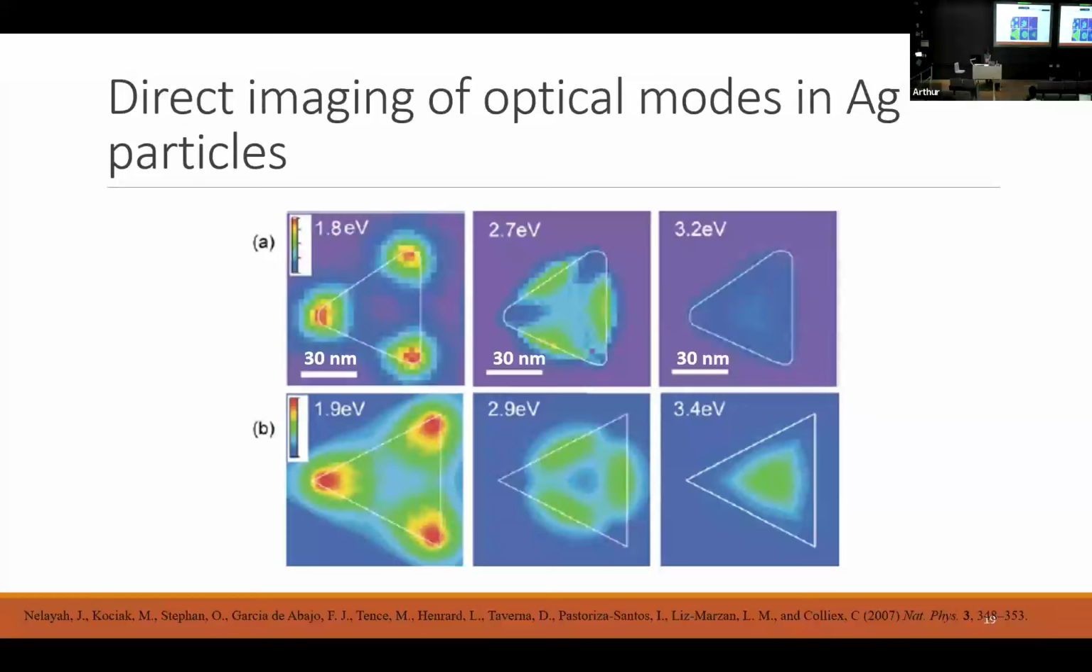And then we've taken the spectra and fitted them to peaks around 1.8, 2.7, and 3.2 eV. And then we're able to see the localization of these different plasmon modes. So we can see this one here is very localized at the apexes. This one here is on the sides. And then this one here is slightly more in the middle. So that's kind of cool.